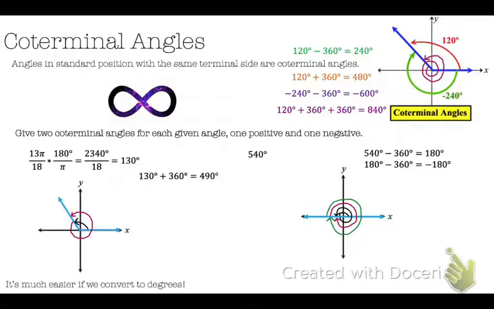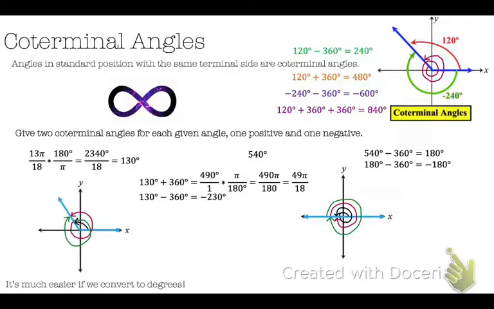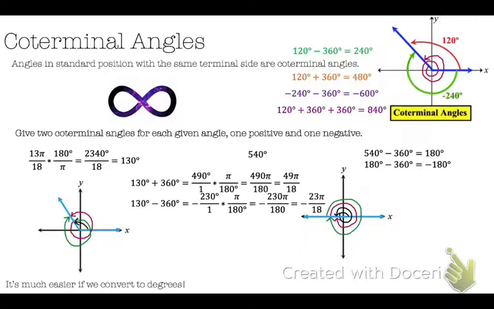If it's given to you in radians, you need to give me the coterminals in radians also. I'm going to multiply by pi over 180, which gives 490 pi over 180, which is 49 pi over 18. Now, if I subtract 360, I get negative 230. Multiply by pi over 180. I get negative 230 pi over 180, which is negative 23 pi over 18. Okay, so there's my positive and my negative.